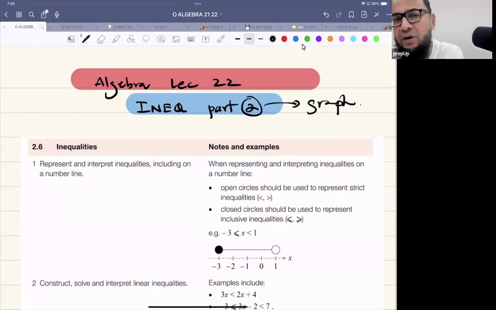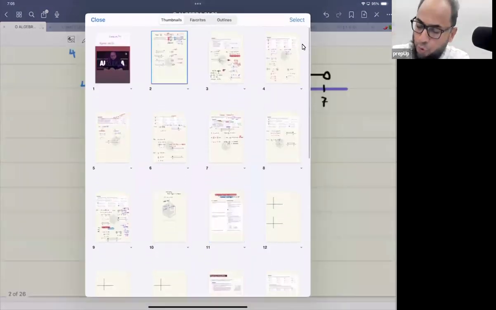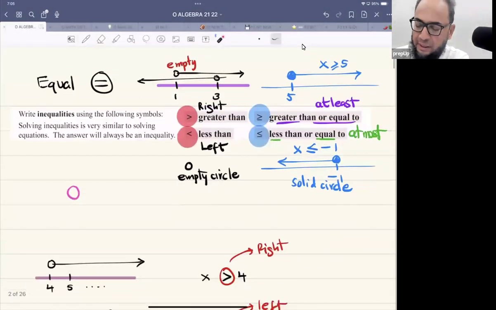So remember we were on algebra and we completed 21 lectures of algebra, but there is much more to algebra. So now we are on inequalities and this is part 2. So let me first recap what have we done exactly in inequalities. And we got started with inequalities.